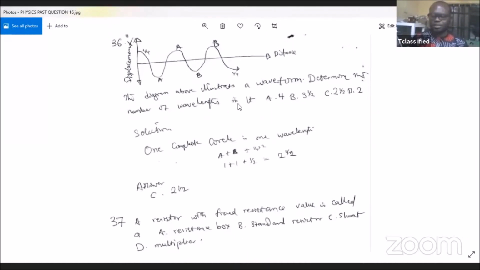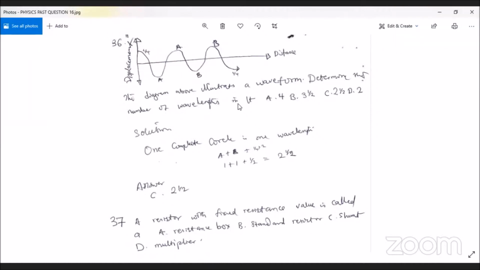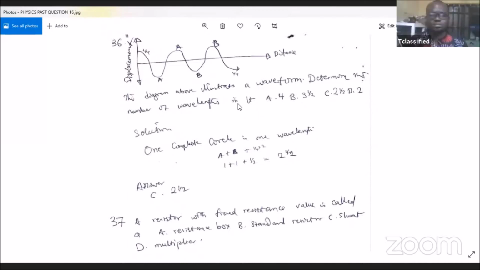Once you can see my screen, let me know. I can see it, sir. Okay, 36. The diagram above illustrates a waveform. Determine the number of wavelengths in it. Option A, 4, B, 3.5, C, 2.5, D, 2.